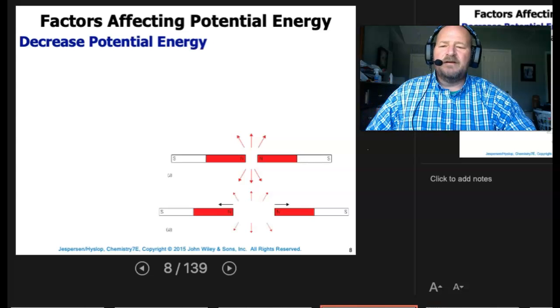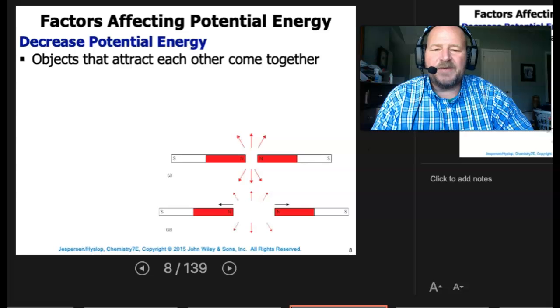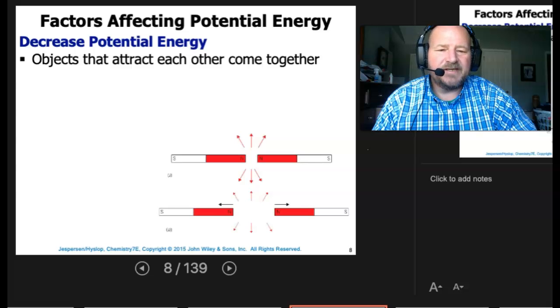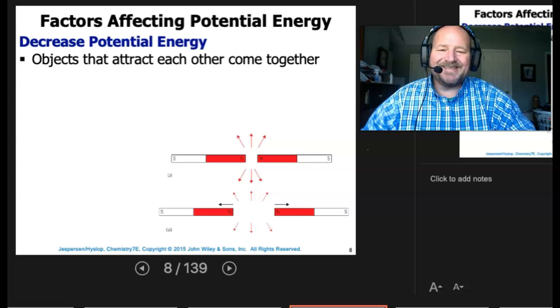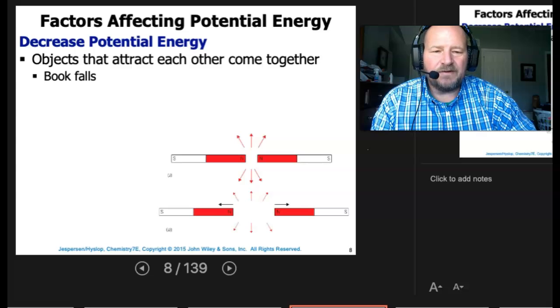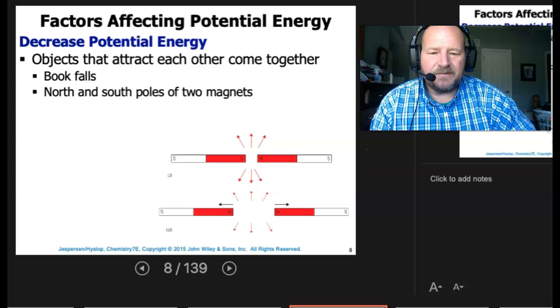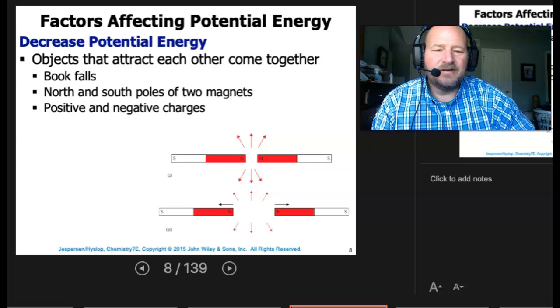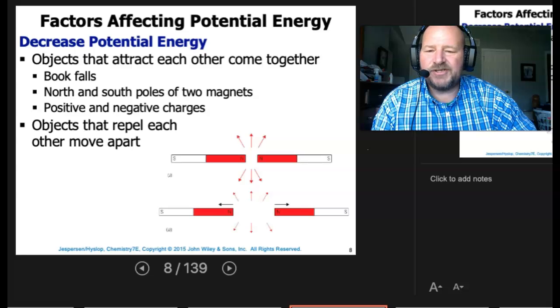So if I want to decrease the potential energy, objects that attract each other come together. If I take two objects that attract each other and push them together, that's going to decrease the potential energy. If I just let the book fall to the floor, it's going to decrease its potential energy. The north and south poles of the magnets, if we get them closer together, it's going to decrease the potential energy. And again, the opposite charges decrease that potential energy.